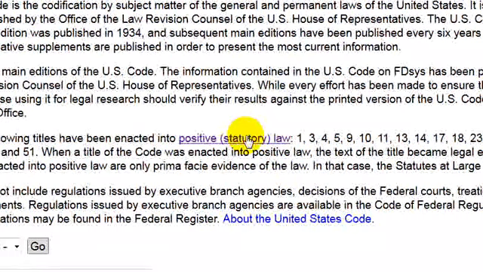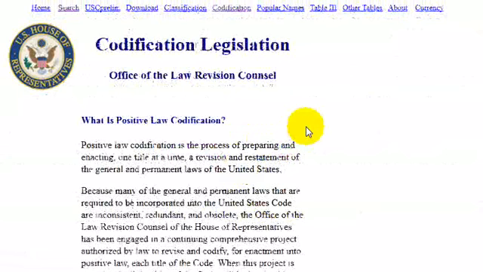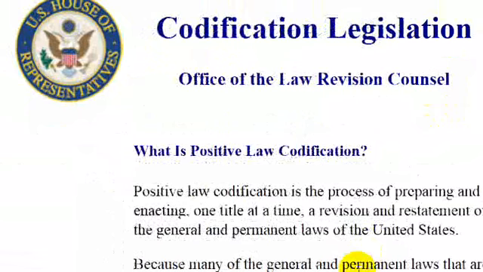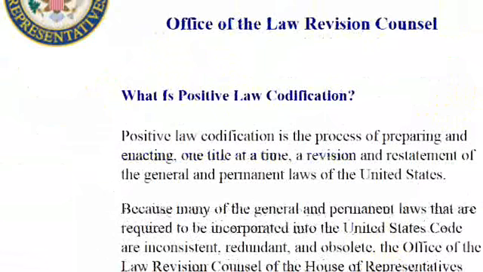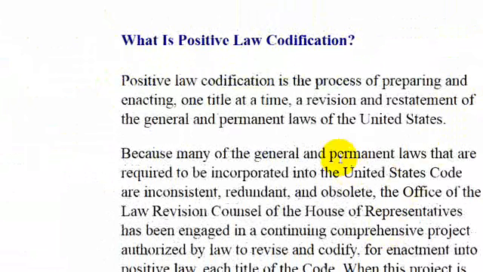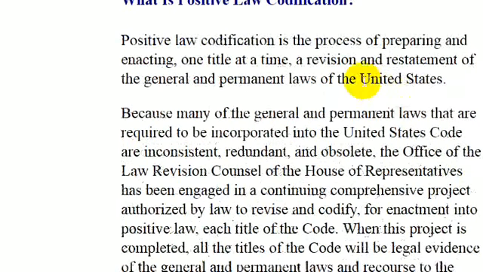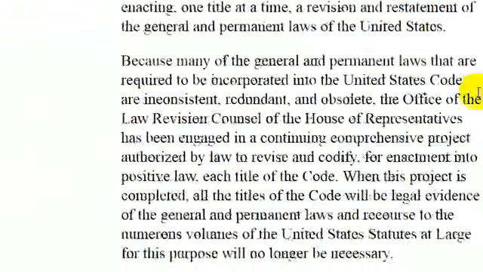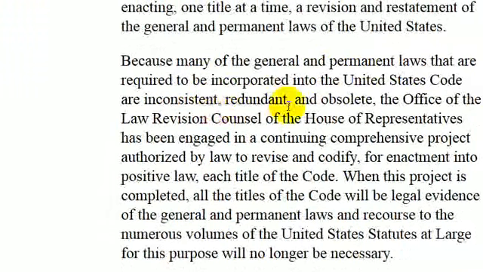But let's look here at positive statutory law. Let's go to that definition. Let's make this a little bit bigger. Okay. What is positive law codification? Positive law codification is the process of preparing and enacting, one title at a time, a revision and restatement of the general and permanent laws of the United States. Again, still talking about the United States. Remember those geographical territories. Because many of the general and permanent laws that are required to be incorporated into the United States Code are inconsistent, redundant, and obsolete.